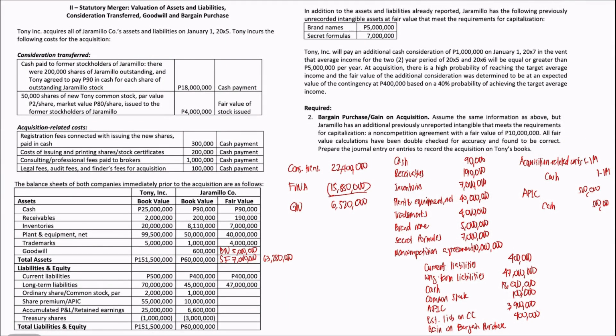Let's now take a look at this independent scenario. Here, we are given another additional intangible asset, which is a non-competition agreement with a fair value of 10 million. Previously, our total assets at fair value was 63,280,000. But with the non-competition agreement included, this brings our total assets at fair value to 73,280,000.